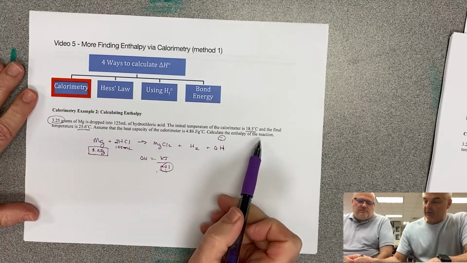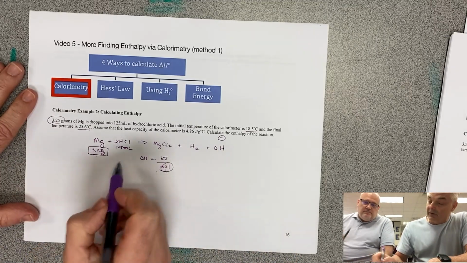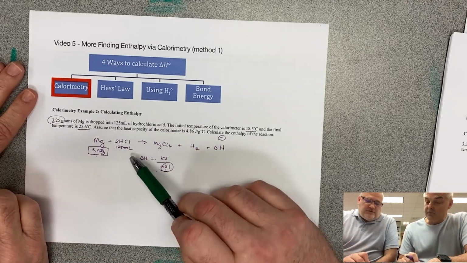But let's make an assumption in this problem that the magnesium is limiting. So I'm going to convert. Actually, it's kind of interesting though.